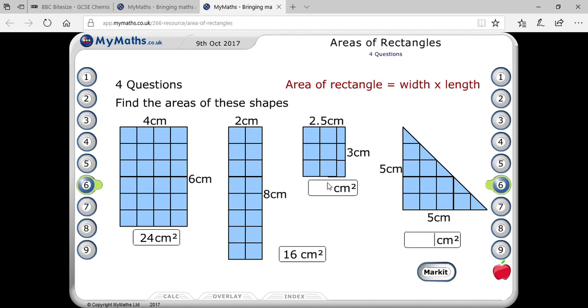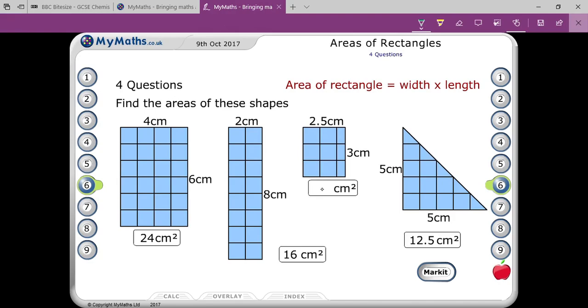1, 2, 3, 4, 5, 6, 7, 8, 9, 10, 11, 12, 12.5. Yep, that's right. 12.5. Okay. Fantastic. Okay, so also beta, I'm going to tell you here, just see on your screen.